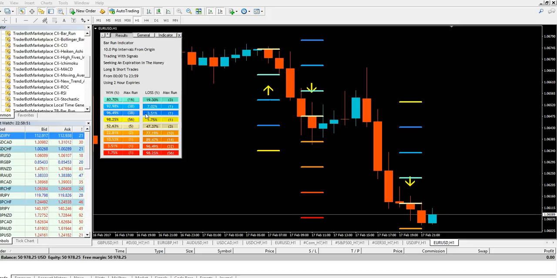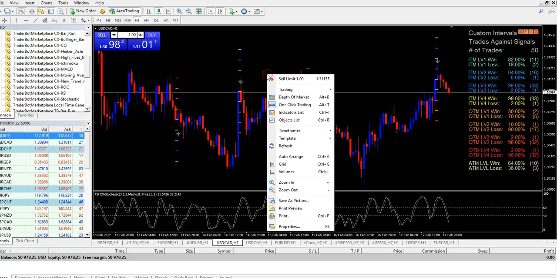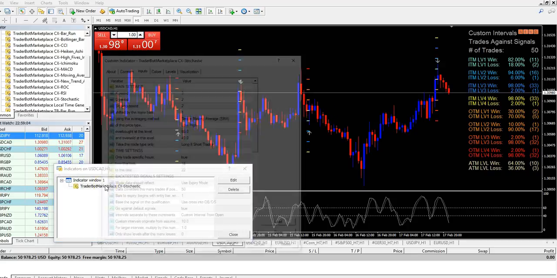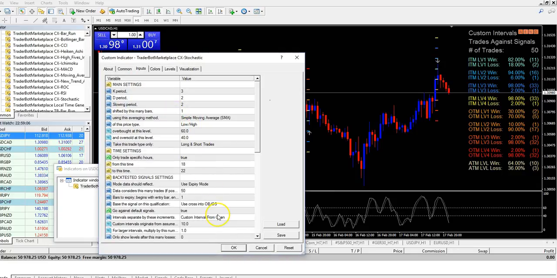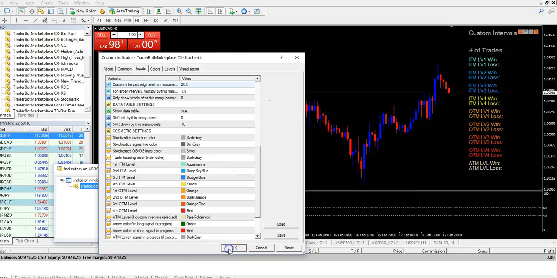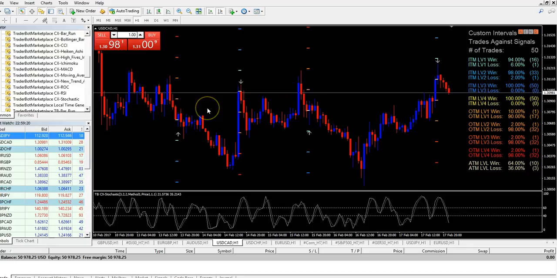Okay, here we go. So everything that I've shown you right now, the only way to change it is to right click, go down to indicators list, click on that, go over here, double click on that, find what you're looking for, click it. If we want to change this to this, and then click OK, and then click close. And that's the way to change it. Well, that just pissed me off.